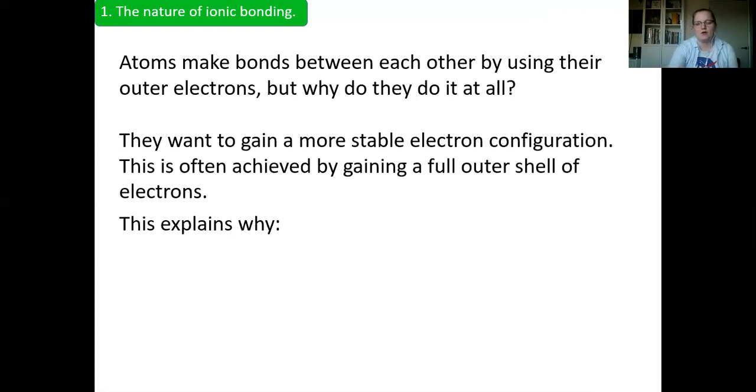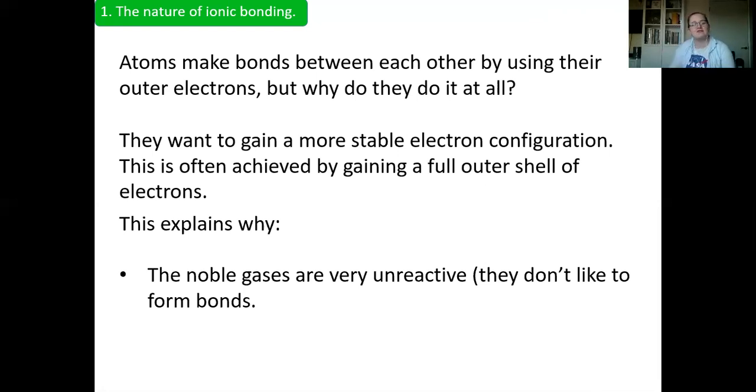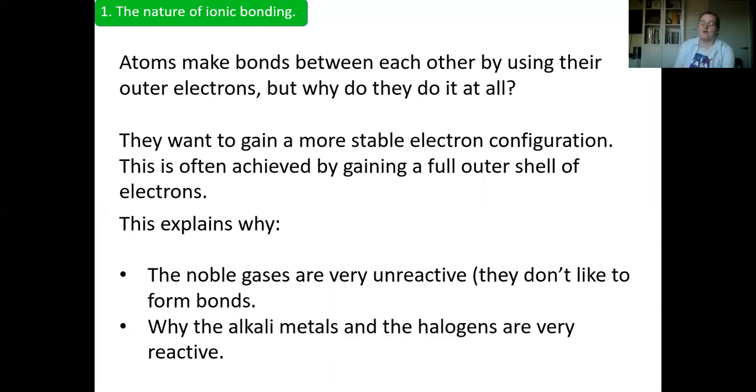So this explains why our noble gases are really, really unreactive. They don't like to form bonds. They don't really do that much. They're very unreactive. They don't like forming bonds because they all have a full outer shell of electrons. And it also explains why our alkali metals and our halogens are really highly reactive. They both either need to just gain one electron or lose one electron to get a full outer shell. So that shows why they are very, very highly reactive.